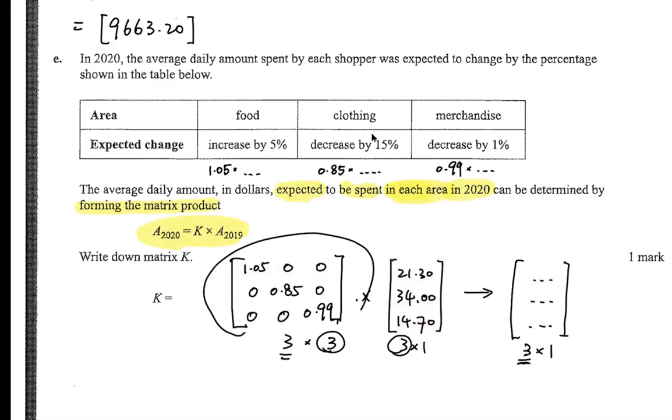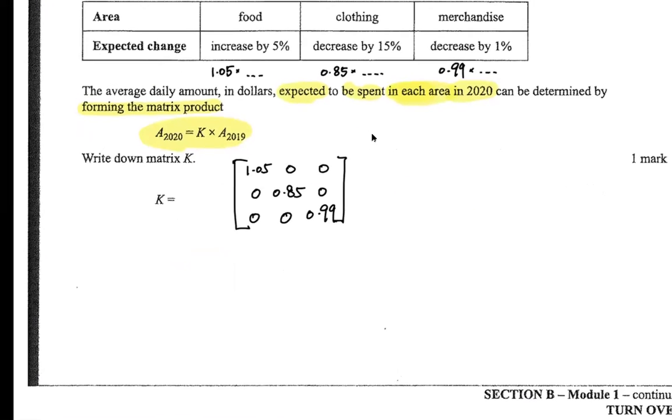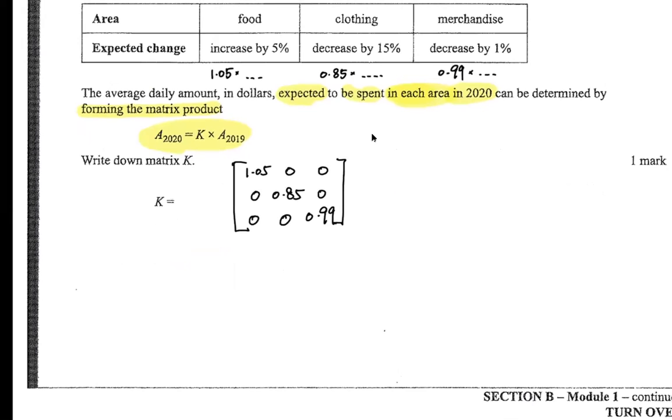So this is actually the K we want to write down, but make sure you address the question, okay? So finally, we write out this bit. We are just having a K here rather than K times the A 2019, okay? That's it.